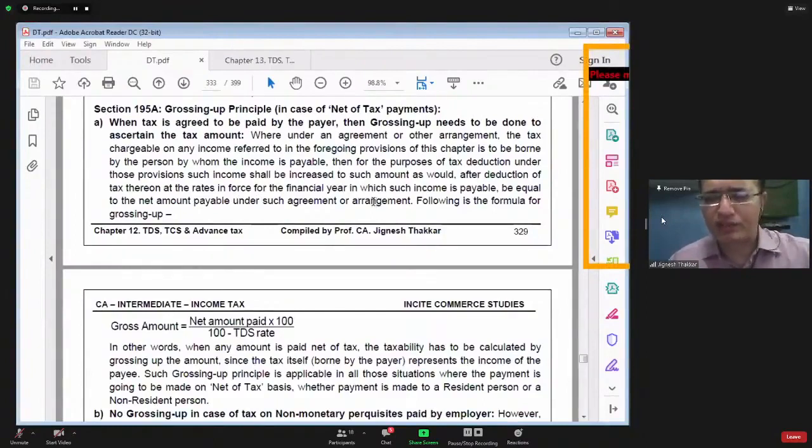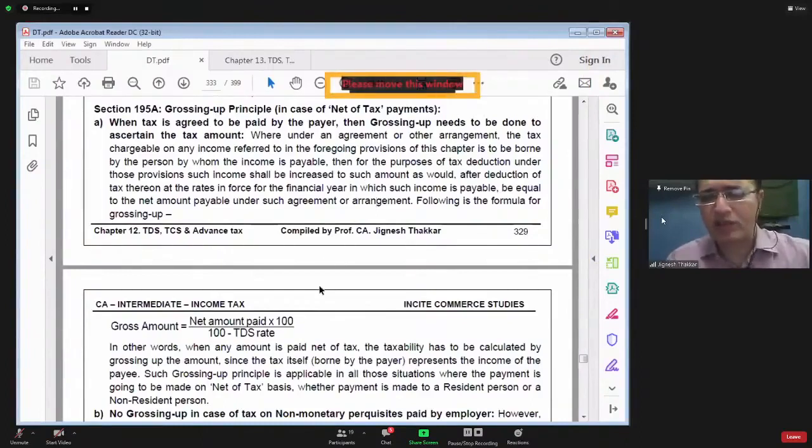In simple language, say for example, Inside Commerce Studies is paying me 50,000 rupees without deducting TDS. We have agreed that whatever TDS is there, they have to pay from their own pocket. They have to pay me the amount after TDS, so they are paying me 50,000 rupees. So what amount of tax should they pay to the government? The TDS rate is 10%. In that case, the government says whatever amount is paid to the payee is considered to be after TDS only.